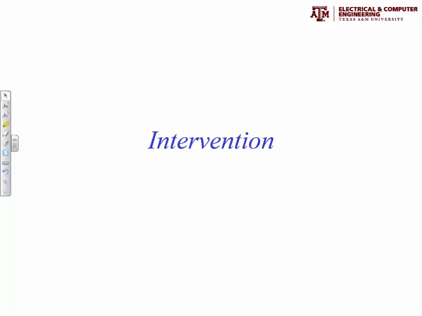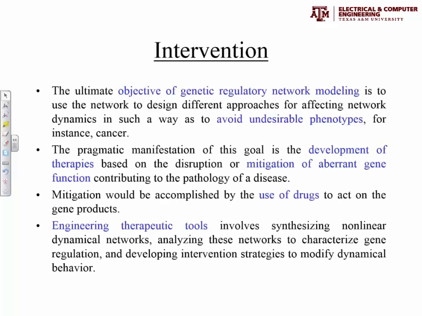And our goal, if you're looking at cancer therapy, might be to move the genetic regulatory network from a state that is known to be bad to a good one, okay, by doing some kind of intervention, right? So this chapter is going to deal with intervention, right? So the ultimate objective of genetic regulatory network modeling is to use the network to design different approaches for affecting network dynamics in such a way as to avoid undesirable phenotypes, for example, cancer, okay?